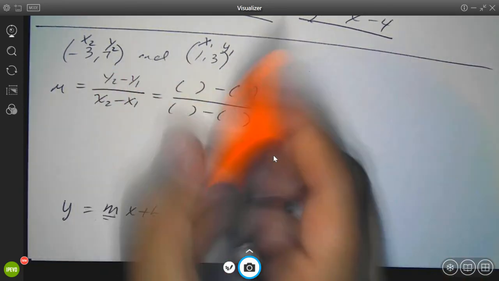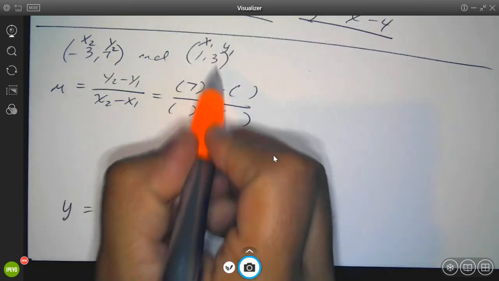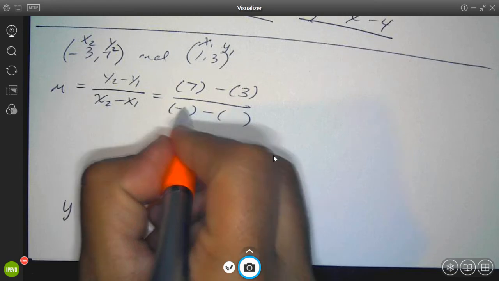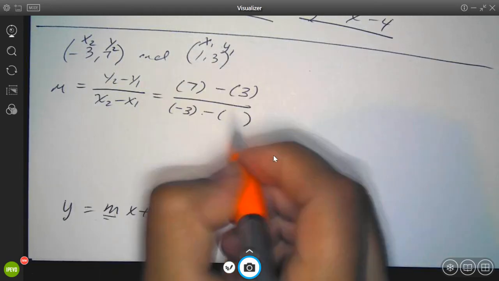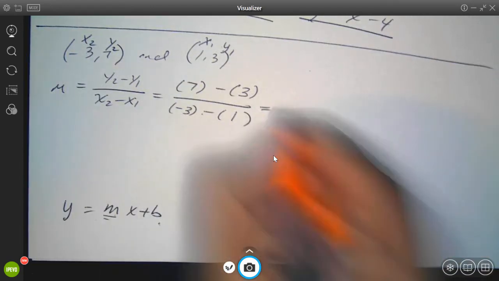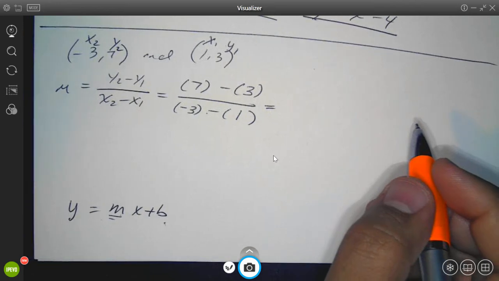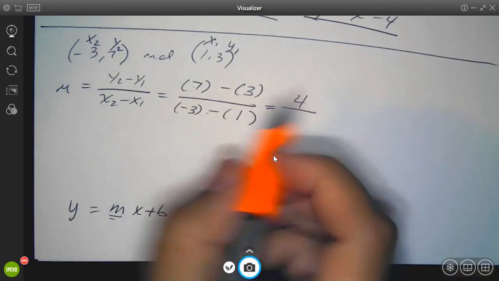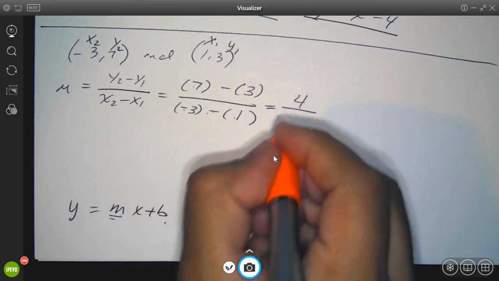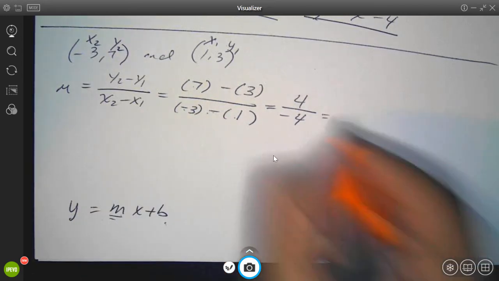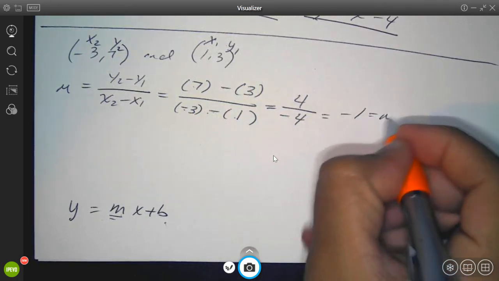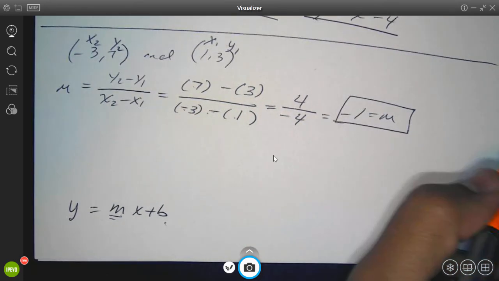Now plug it in. 7 minus 3 over negative 3 minus x1, which is 1. So again, following suit here, 7 minus 3 gives me 4. Negative 3 minus 1 gives me a negative 4. So 4 divided by negative 4 is a negative 1. So my slope is a negative 1.